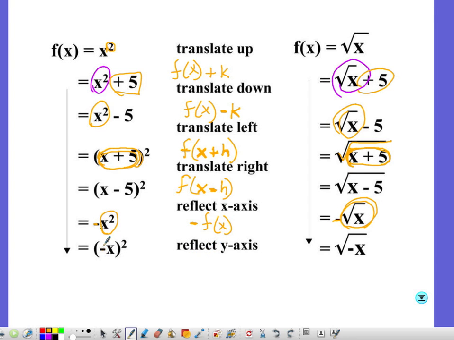Now notice here that the negative is on the inside, right next to the variable x. So we take the variable x and put a negative right next to it. And then we write the rest of the function. So here we put parentheses around it and we squared it, and here we just took the square root. So notice the difference: for reflection across the x-axis, the negative is on the outside. Reflection across the y-axis, the negative is on the inside. So now we went from plain English, so translate up, translate down, all the way down to reflection across the y-axis, and we wrote the mathematical notation for each of these.